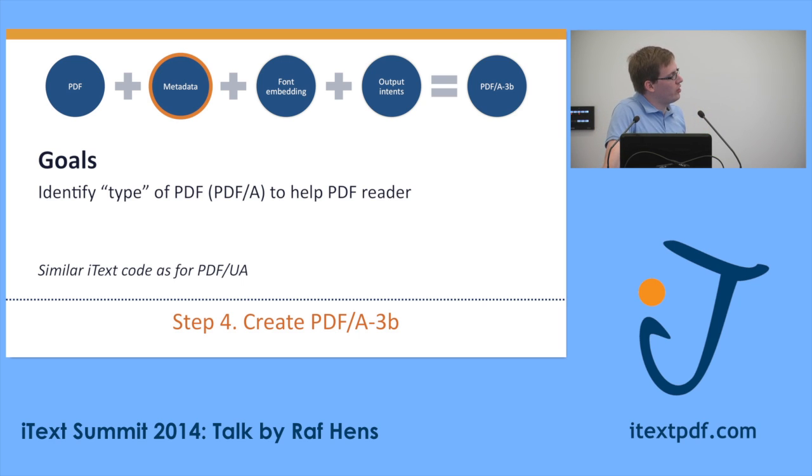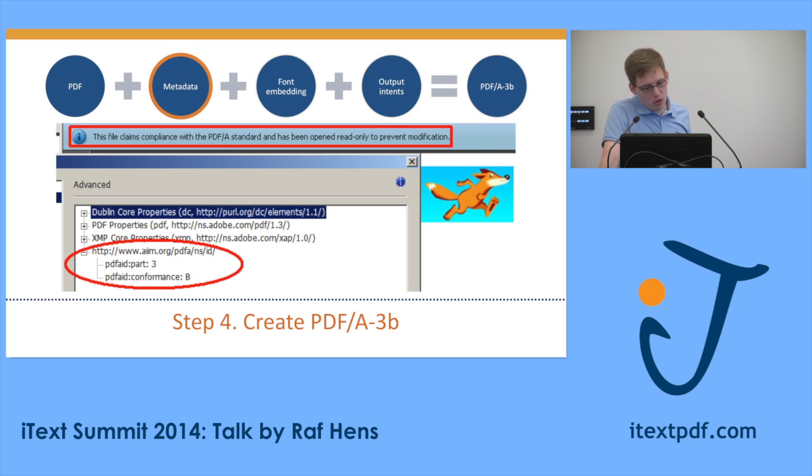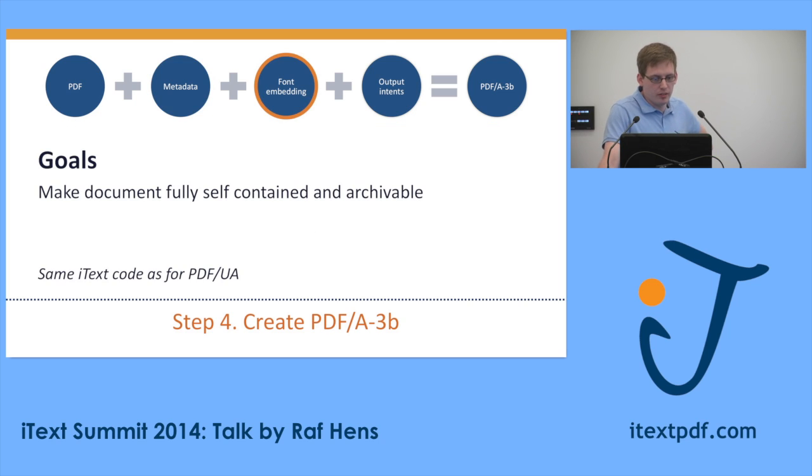The code to do this is very similar to the metadata code I showed earlier for PDF/UA, so I won't repeat this code sample. I just want to show you that in this case, we are creating XMP metadata saying we have a PDF/A-3 level B file, so that's contained in the metadata in this file. Again, because the file needs to be self-contained, we have to deal with font embedding. This is exactly the same as for our PDF/UA implementation.